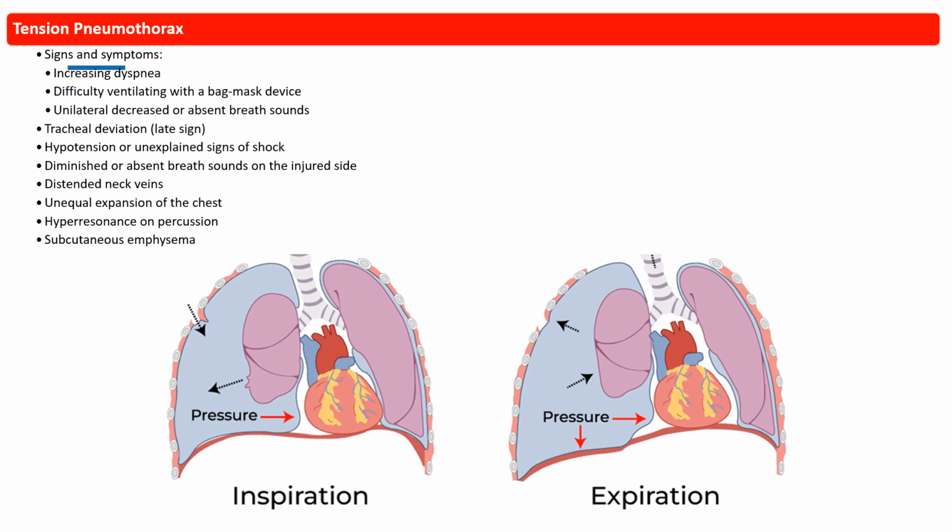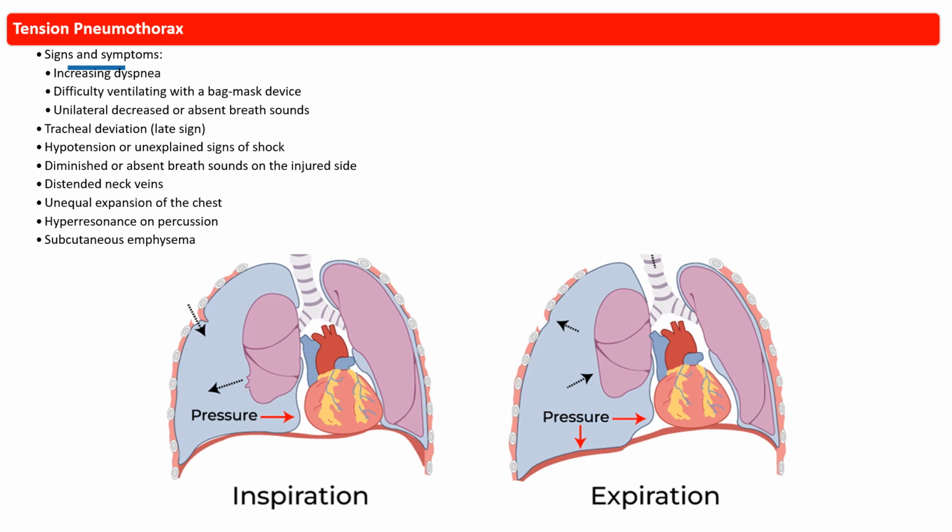All right, so the signs and symptoms to look for: we're going to have increasing dyspnea, difficulty ventilating with a bag valve mask. In fact, if we start ventilating, you're going to feel a ton of resistance, it's going to worsen, and the vitals are going to get worse. That doesn't mean we stop ventilating, it just means we need to dart the patient.